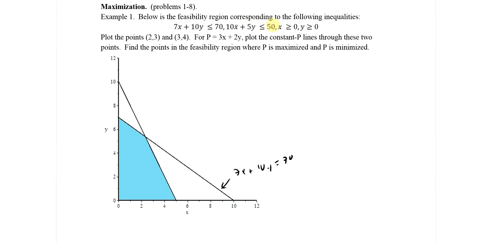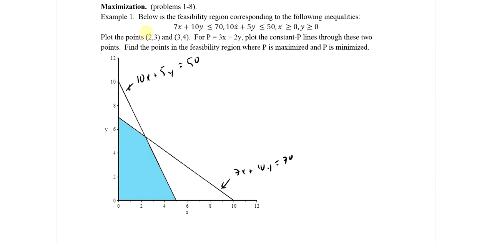10x plus 5y less than or equal to 50, so its x-intercept is 50 divided by 10, which is 5. Y-intercept is 50 divided by 5, which is 10. So that's this line, 10x plus 5y equal to 50. And this is the feasibility region that we have, with x greater than or equal to 0, y greater than or equal to 0, so that's in the first quadrant.